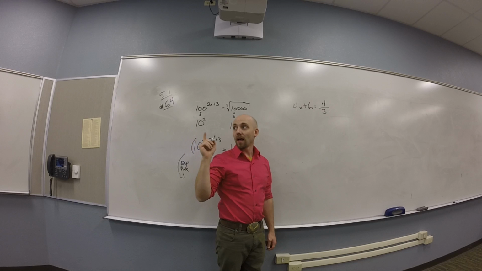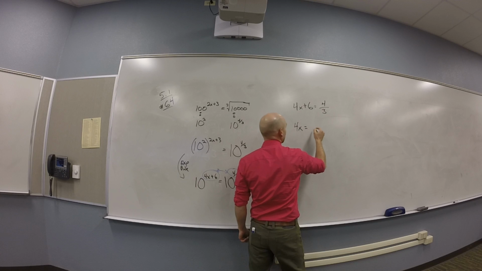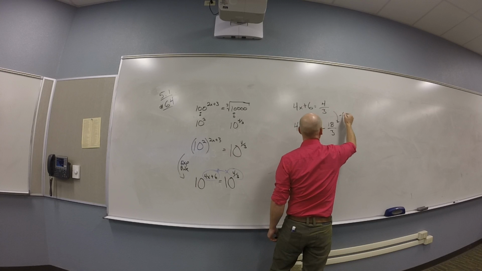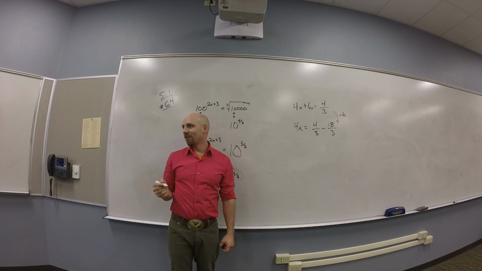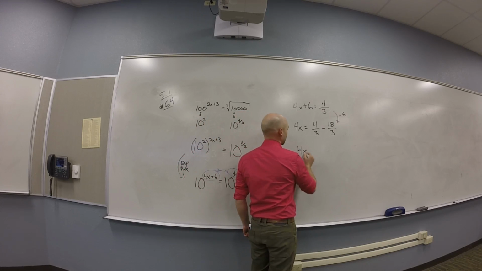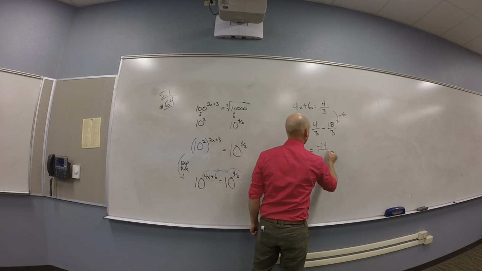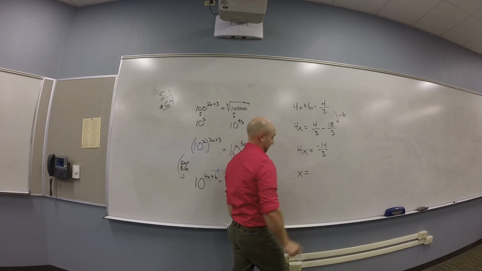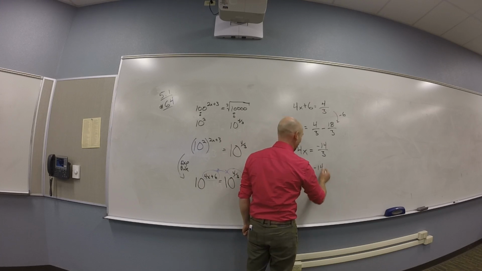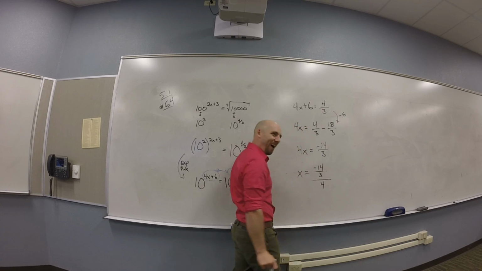And then what? Then it's 4x equals 4/3 minus 6. So 4x is 4/3 minus 18/3. Oh, that whole finding a common bottom nonsense. So you got 4x is what? Negative 14/3. And then x is what? Negative 14/3 over 4. Why? Why, man?